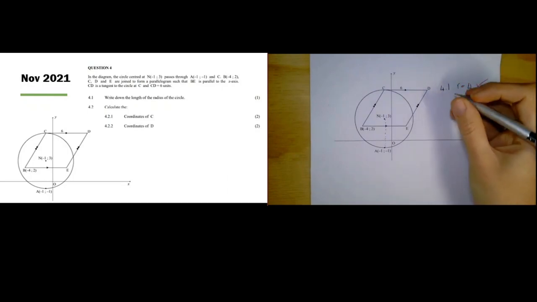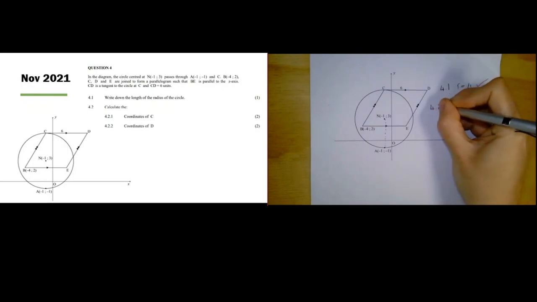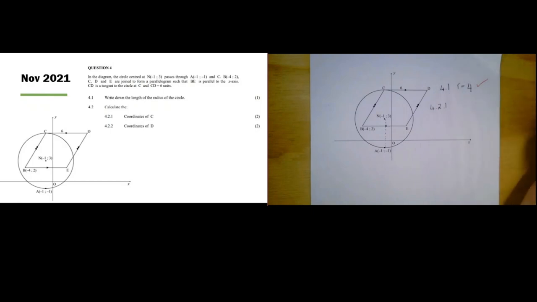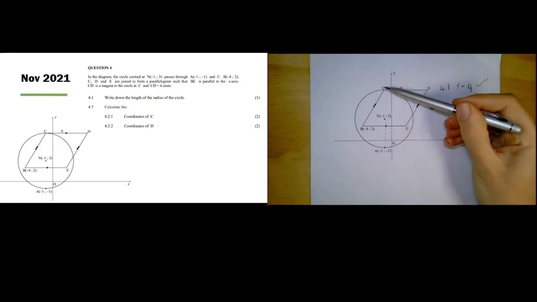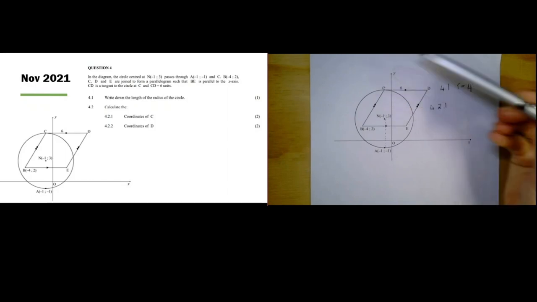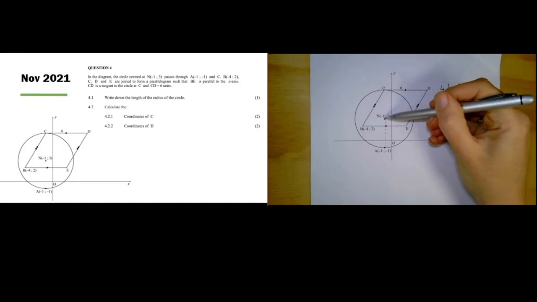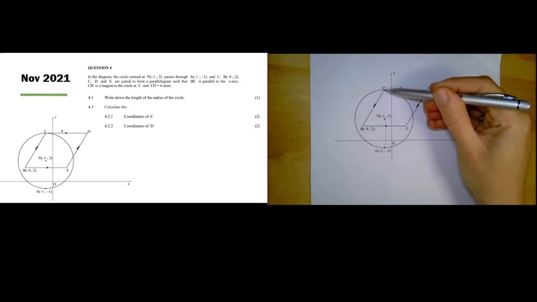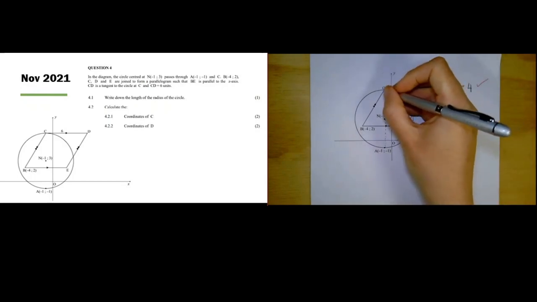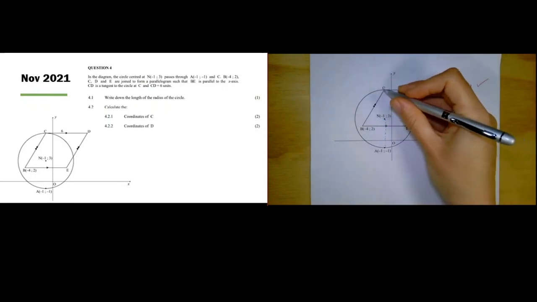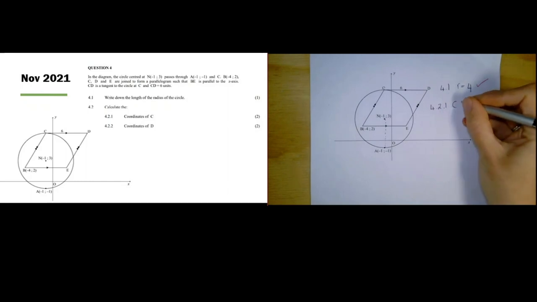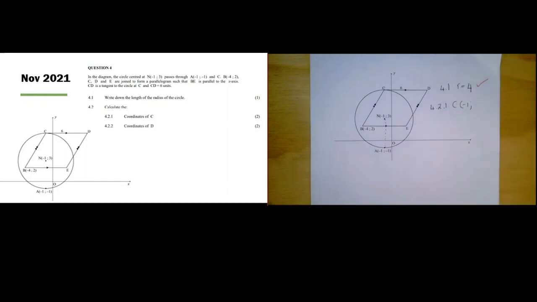4.2.1. They ask me to calculate the coordinate of C. So let's see. What do we know about C? C is also on the circumference. And I know that the C is exactly the same as the A. It's on the opposite side. So immediately I know that the x value of C is negative 1. I know my x value is negative 1.